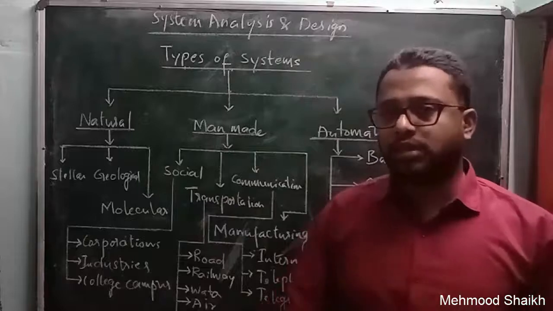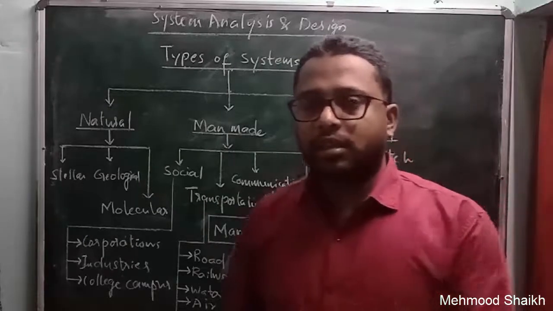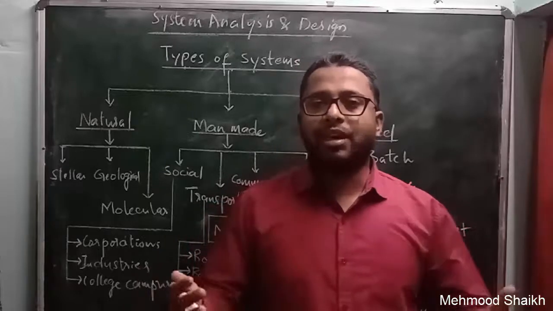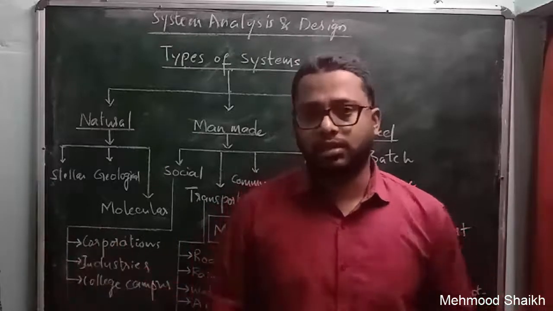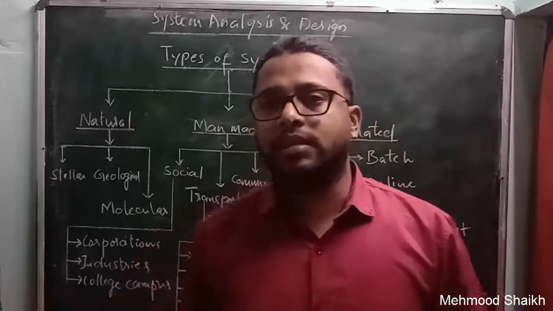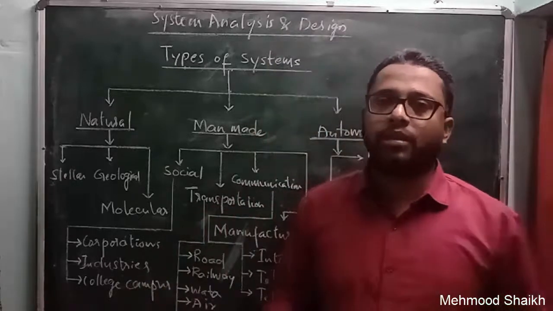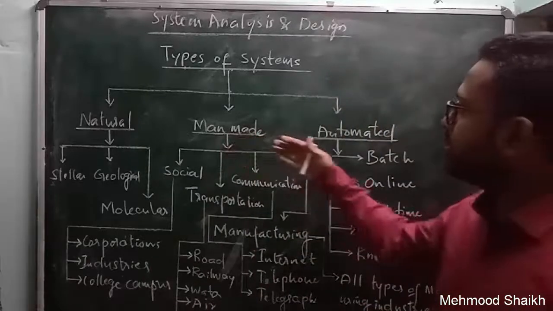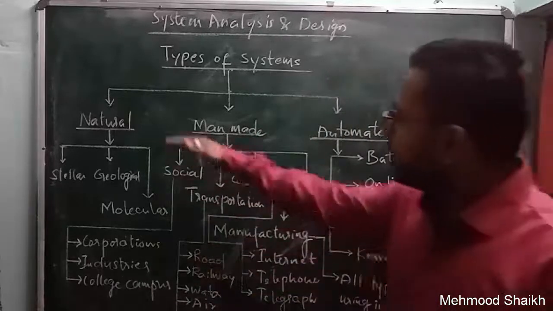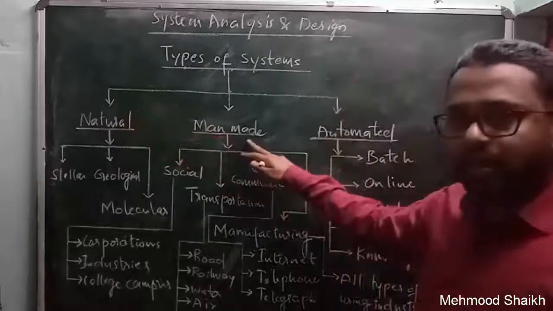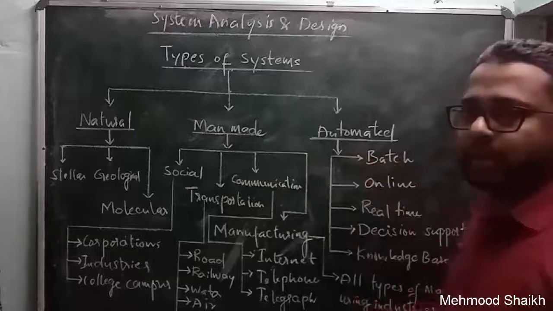Apart from this automated or computer-based system, we have many other systems around us, and we become part of these various systems in our day-to-day life. Here on the board I have listed various types of systems. There are three types: first is the natural system, then the man-made system, and then the automated system.